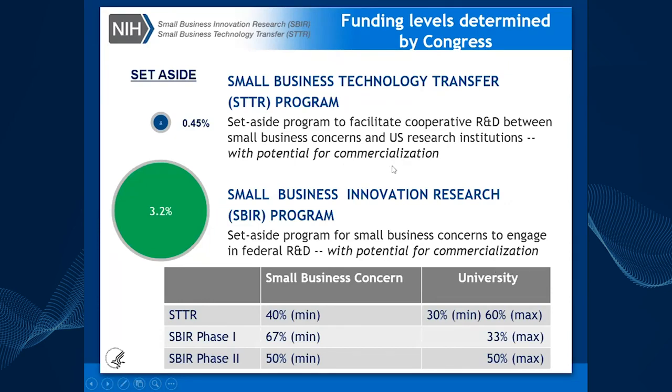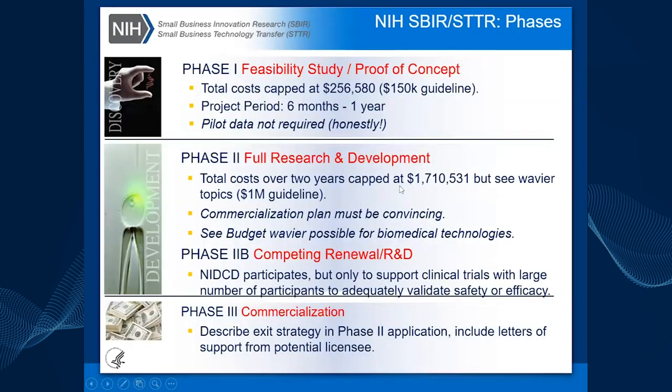The SBIR and the STTR programs are built around a phase 1, where proof of concept is established, phase 2, where the research and development is completed, and then phase 3, commercialization. That's when you actually are selling something. That's outside of the SBIR grant program at NIH. We don't actually buy your product, where in some federal agencies, you might find that the agency actually participates in commercialization.